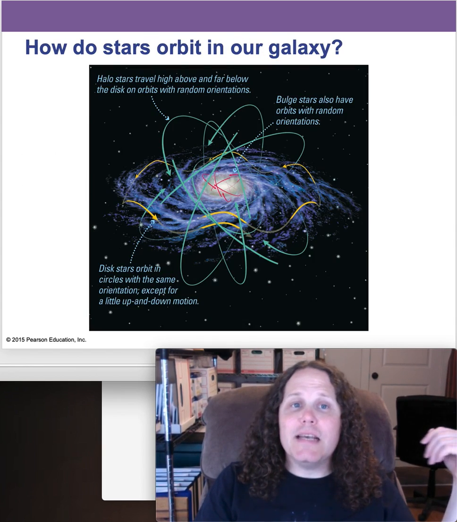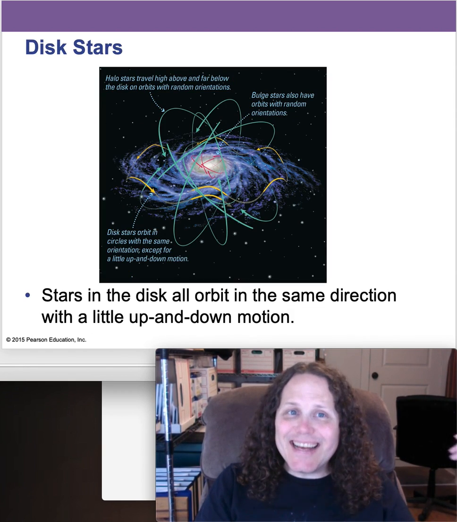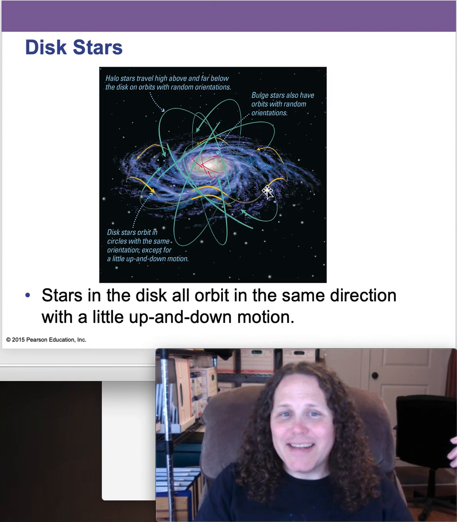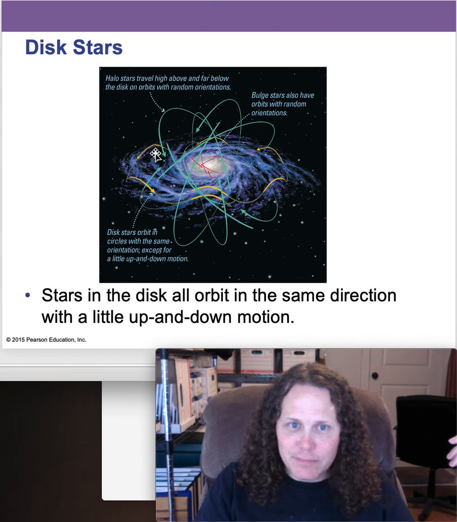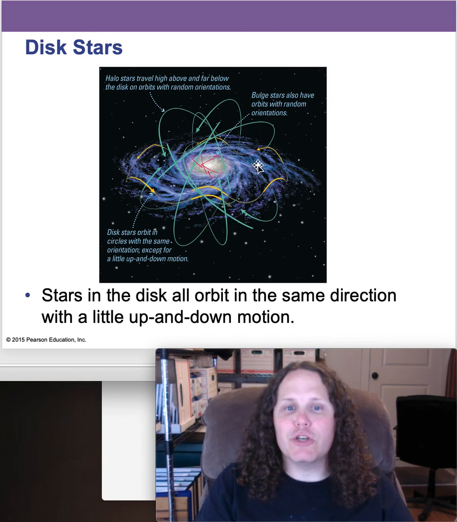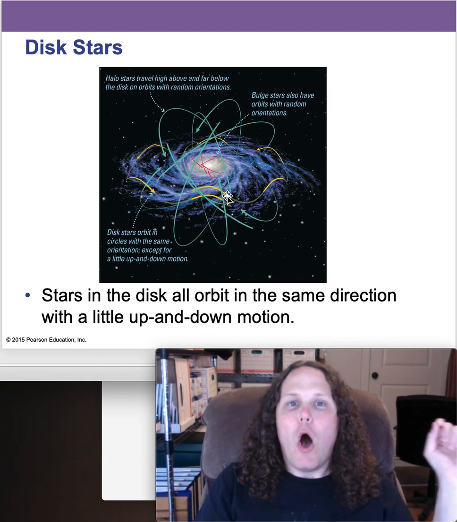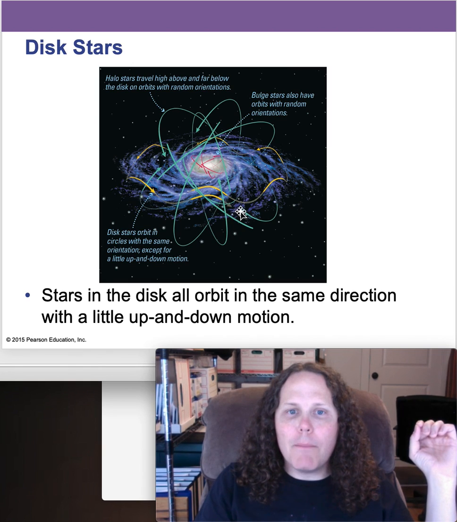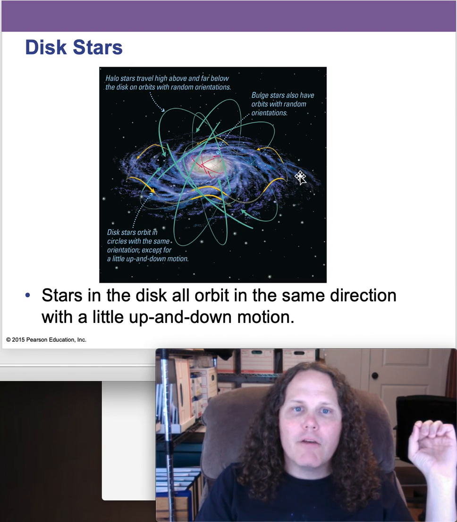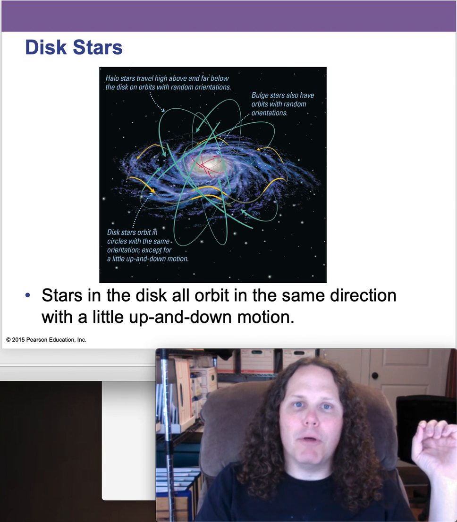Stars in our galaxy orbit the center of the Milky Way. Stars in the disk all orbit in more or less the same direction in the disk. All forward prograde motion, as they call it, all the same direction. Although they do bob up and down, first above the disk and then below it.